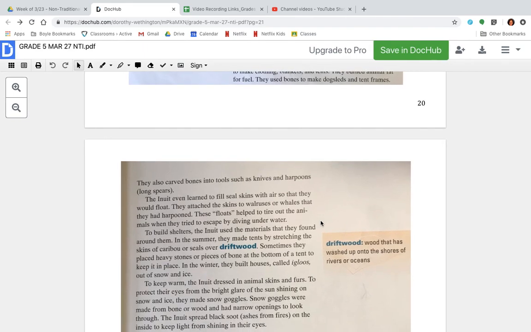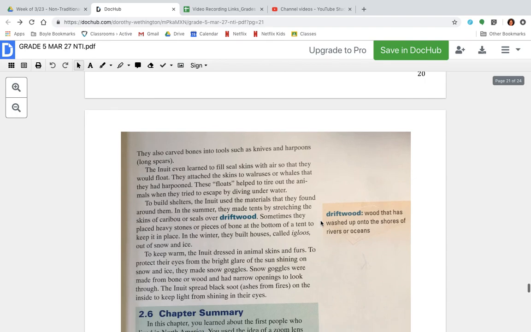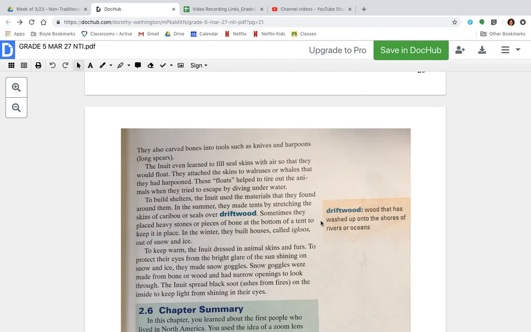To build shelters, the Inuit used the materials that they found around them. In the summer, they made tents by stretching the skins of caribou or seals over driftwood. Sometimes they placed heavy stones or pieces of bone at the bottom of a tent to keep it in place. In the winter, they built houses called igloos out of snow and ice. Driftwood is wood that has been washed up onto the shores of rivers or oceans.